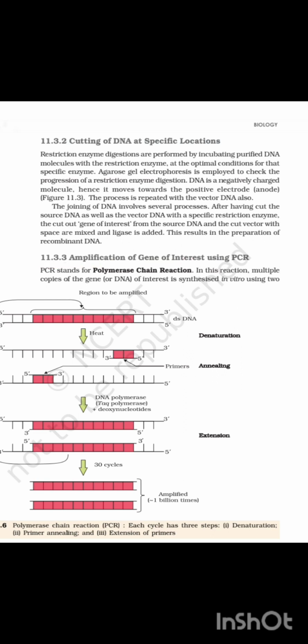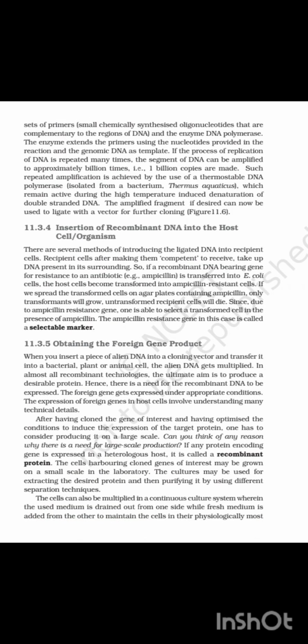11.3.3 Amplification of gene of interest using PCR. PCR stands for polymerase chain reaction. In this reaction, multiple copies of the gene or DNA of interest are synthesized in vitro using two sets of primers, small chemically synthesized oligonucleotides that are complementary to the regions of DNA, and the enzyme DNA polymerase. The enzyme extends the primers using the nucleotides provided in the reaction and the genomic DNA as template.